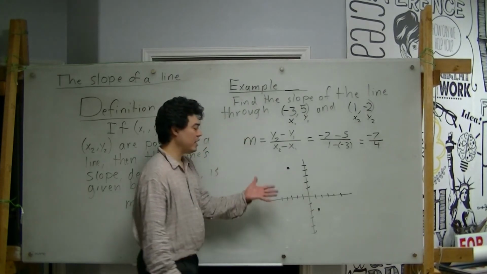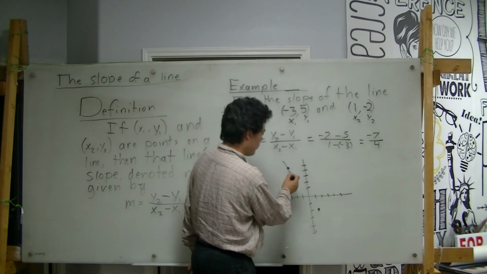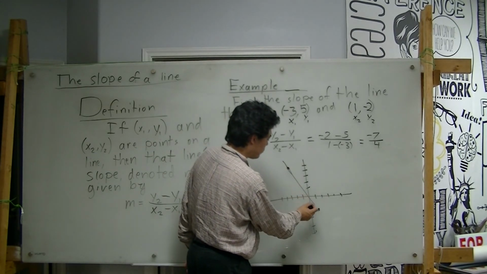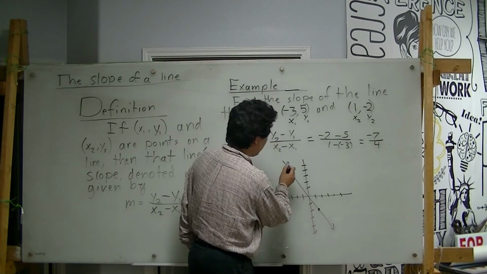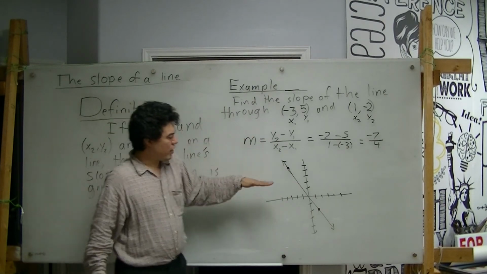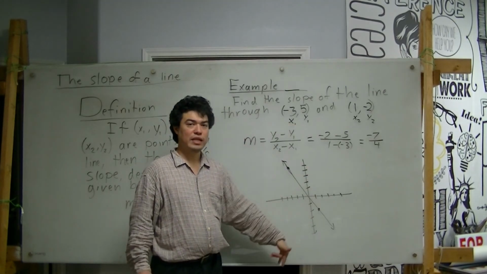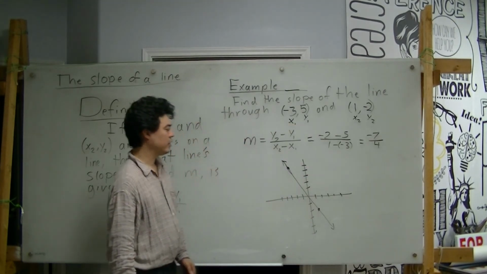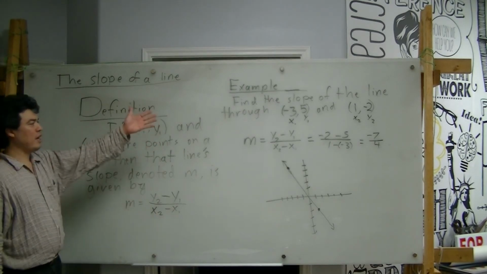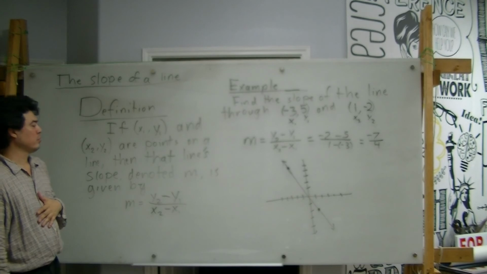And so we have these 2 points. We can now connect them like this. And if you notice, it's going down, right? Every time we go 4 units that way, it's going to go 7 units down. And there we have it. The slope of the line from (-3, 5) and (1, -2). Amazing.